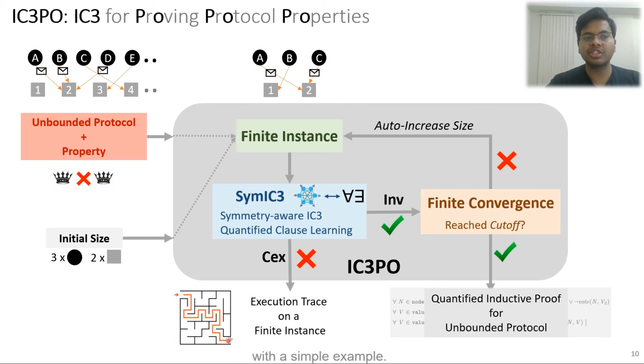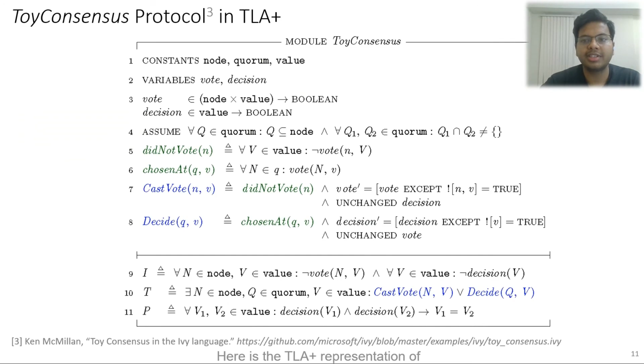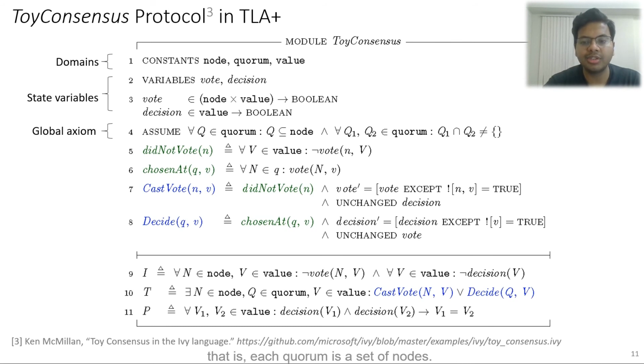Let's understand this procedure with a simple example. Here is the TLA plus representation of a simple protocol called toy consensus, originally written by Ken McMillan. We have 3 domains here, node, quorum, and value, and 2 state variables, vote and decision. Line 4 defines the quorum intersection axiom, that is, each quorum is a set of nodes, and each pair of quorums have at least a node in common.